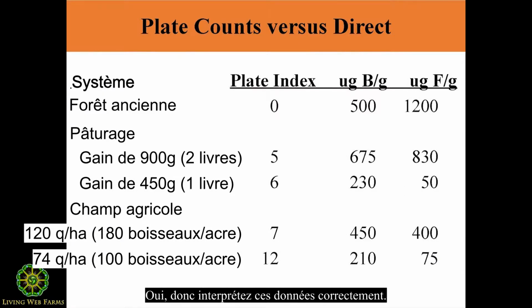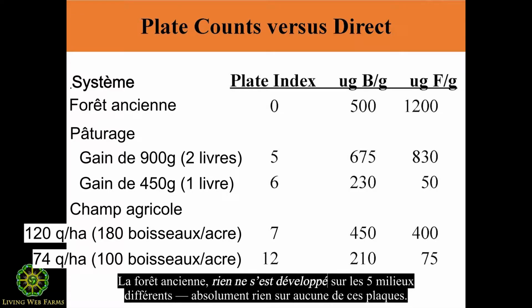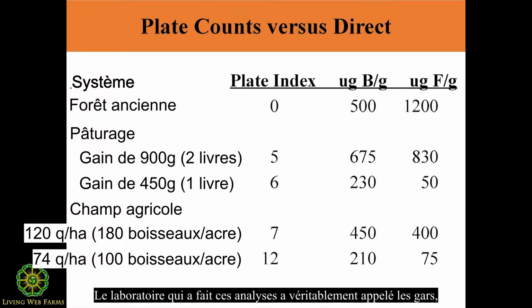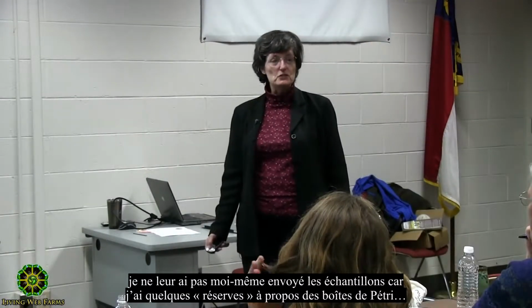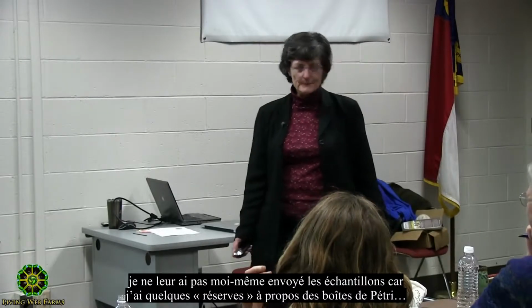Yeah, so interpret this data properly. Old growth forest. Nothing grew on all 5 different kinds of media. Absolutely nothing grew on any of those plates. The laboratory that was doing these kind of plate indexes actually called the guys up. I didn't send the samples into that laboratory because I have a bit of an attitude about petri dishes.